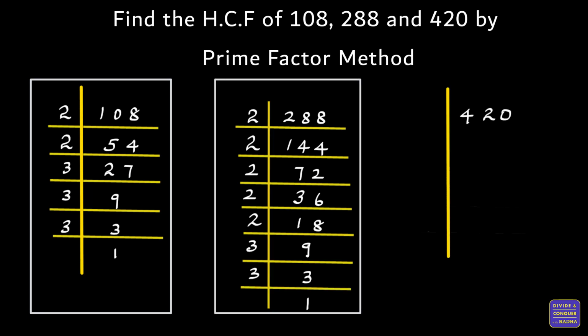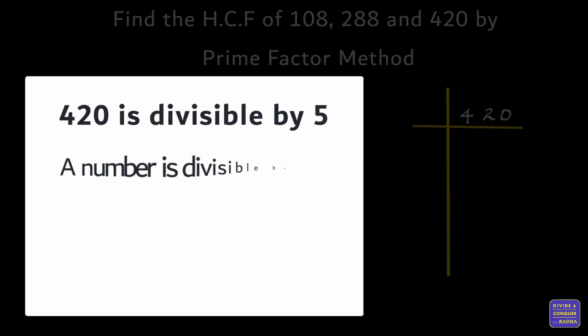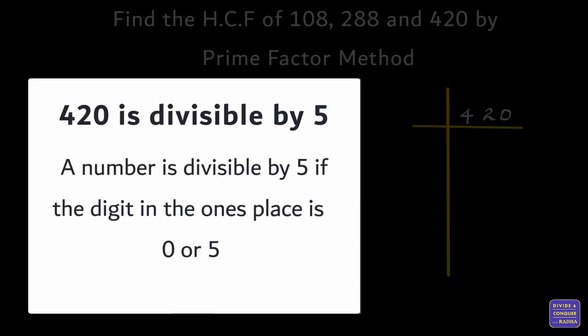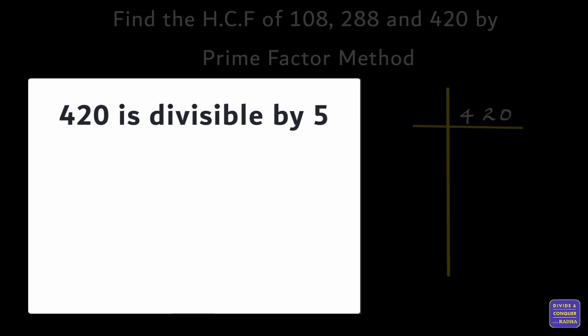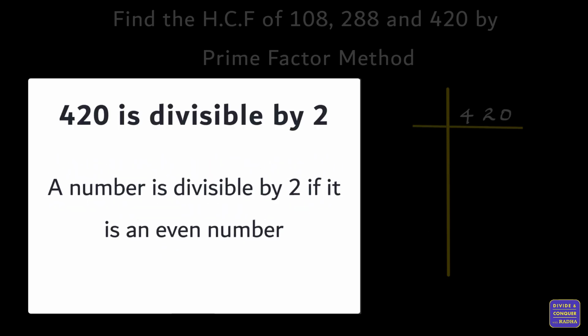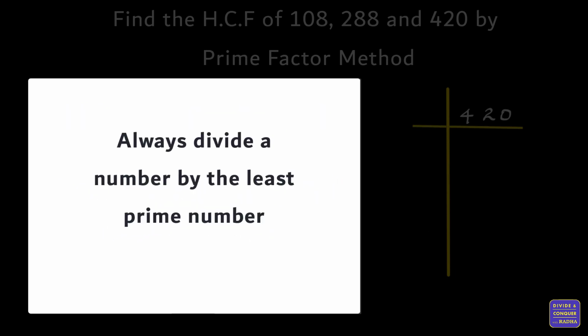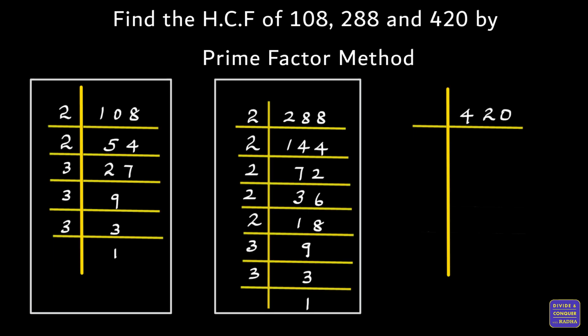420. A number ending with either 0 or 5 is divisible by 5 as per the divisibility rule. 420 is an even number as well. So we can either divide it by 2 or by 5. But it is always better to start with the least prime number. So dividing 420 by 2, we have 2 2s are 4, 2 1s are 2 and we bring down the 0.